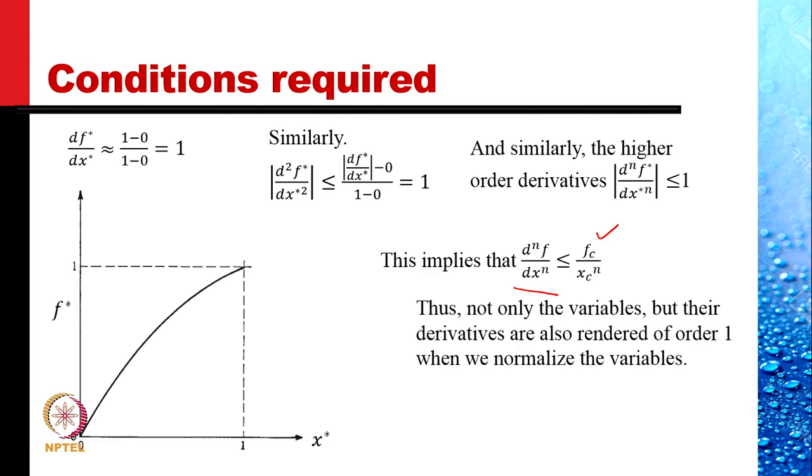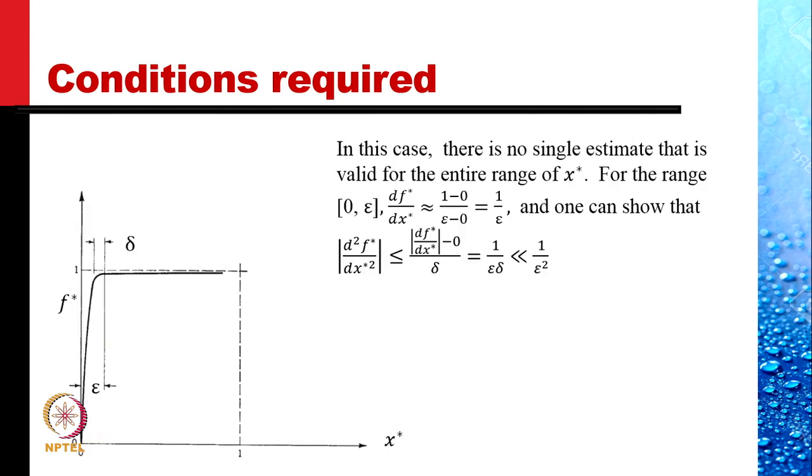Thus, if the function is well behaved, not only the variables but their derivatives are also rendered of order 1 when we normalize the variables with the quantities that are truly characteristics of these variables. Such estimates are termed as smooth estimates. But not all estimates are smooth.